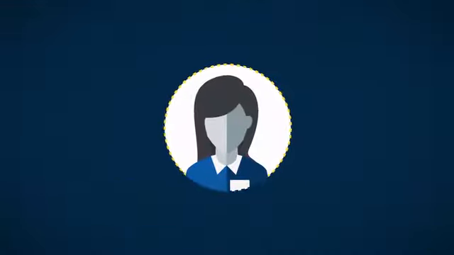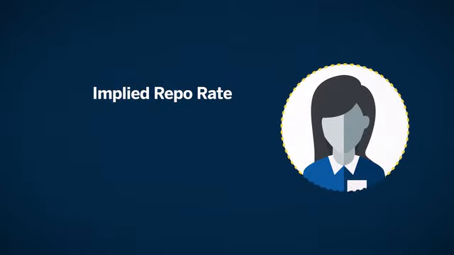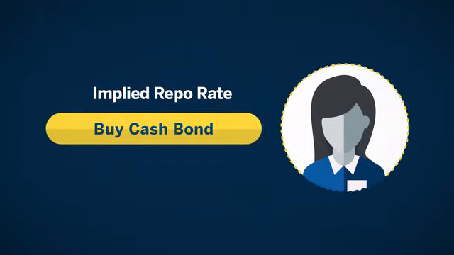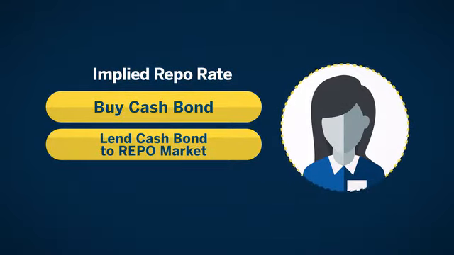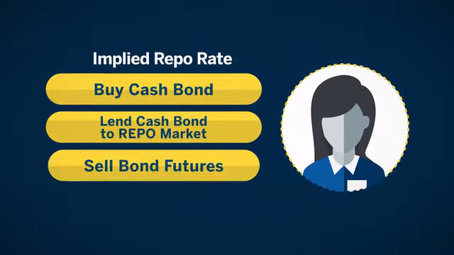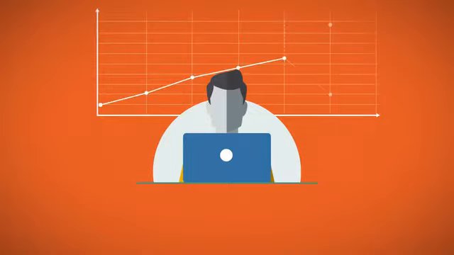The other way to calculate the cheapest to deliver is using the implied repo rate, IRR. The IRR is a theoretical yield calculated by buying the cash security, selling the futures contract, and lending the cash security in the repo market. On the delivery day, the cash contract is delivered to the futures contract. Generally, the security with the highest IRR will be the cheapest to deliver.